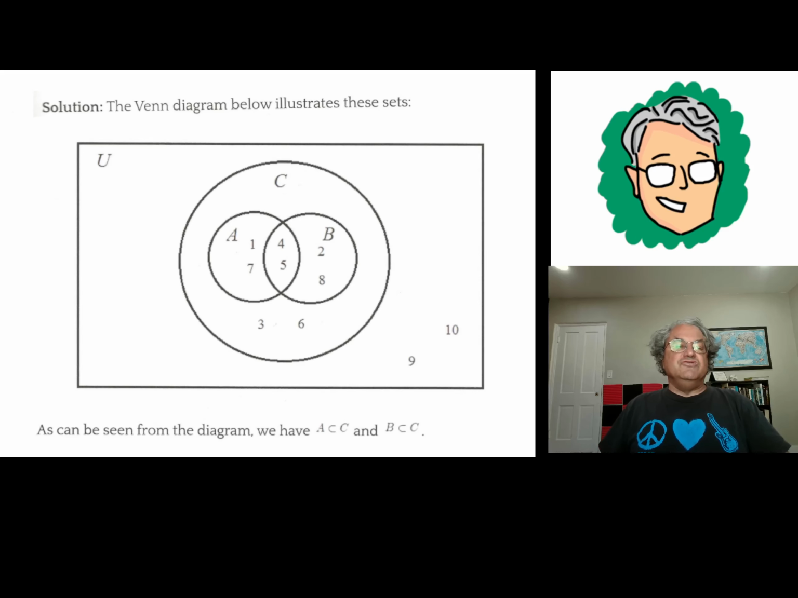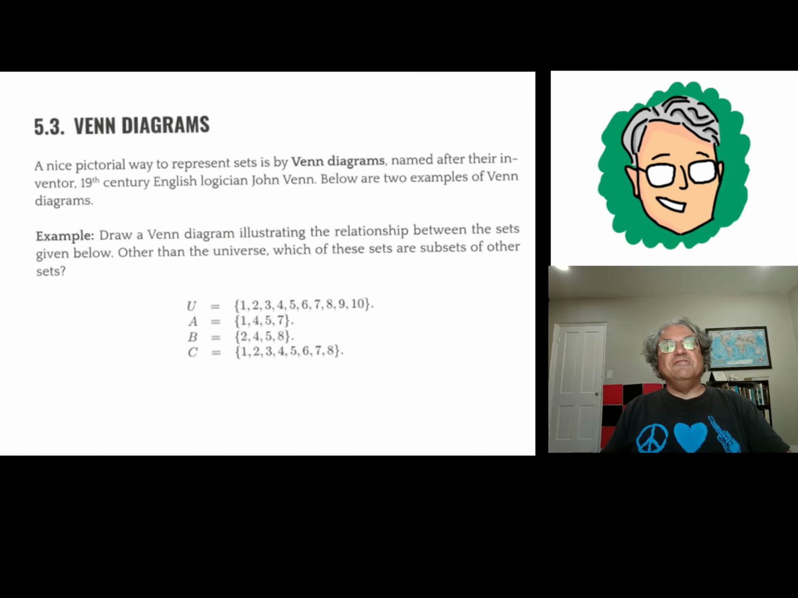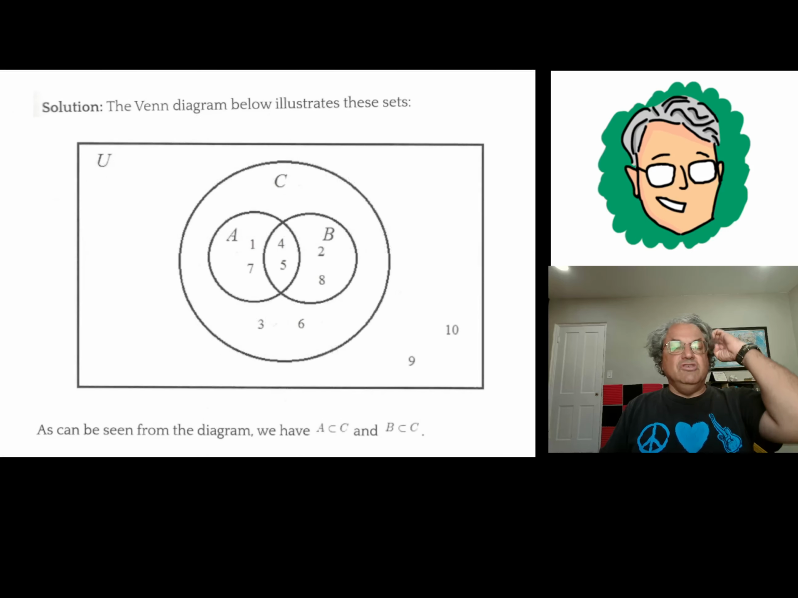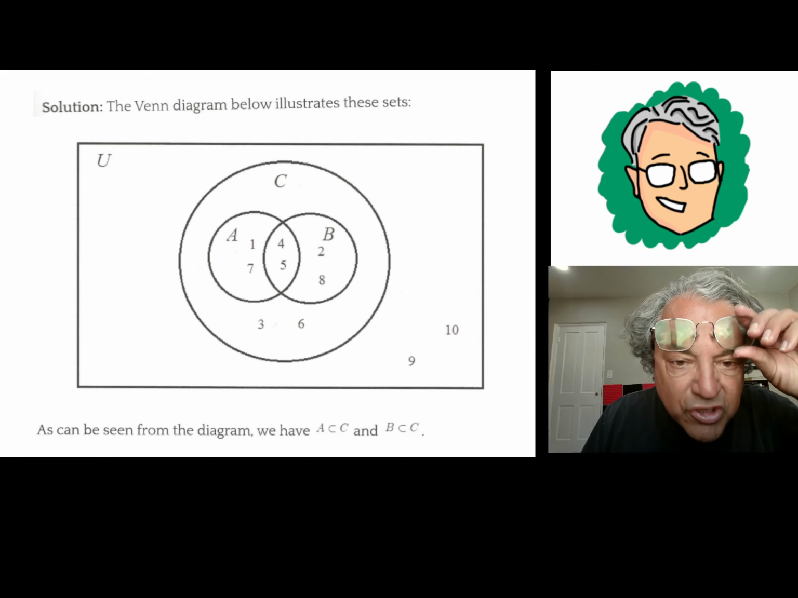So now, once we've drawn this Venn diagram, notice that A has the elements 1, 4, 5, 7, like I said, and B has elements 2, 4, 5, 8. So you can see right at a glance that A and B are both subsets of C. That wasn't so obvious looking at this. But you can also see that neither of them is a subset of the other, but they intersect, and their intersection is this set 4 comma 5.